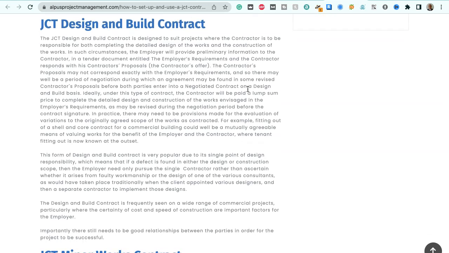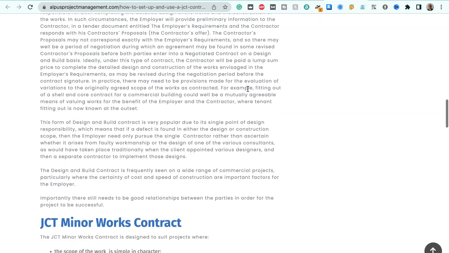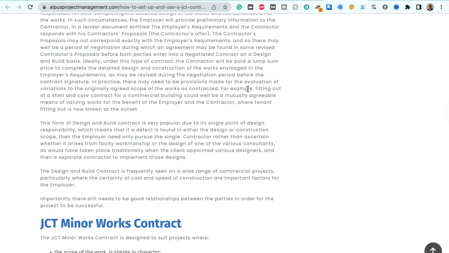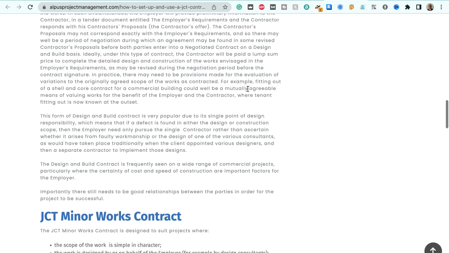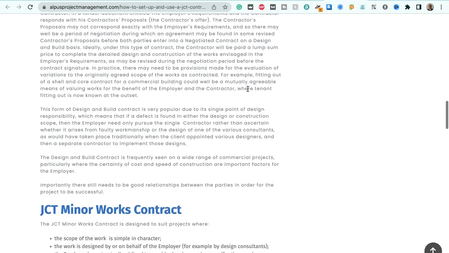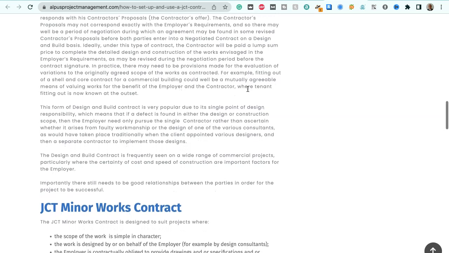Next, we have the JCT Design and Build Contract. The JCT design and build contract is designed to suit projects where the contractor is to be responsible for both completing the detailed design of the works and the construction of the works. In such circumstances, the employer will provide preliminary information to the contractor in a tender document entitled "The Employer's Requirements," and the contractor responds with his contractor's proposals, which are essentially the contractor's offer in response to those employer's requirements.